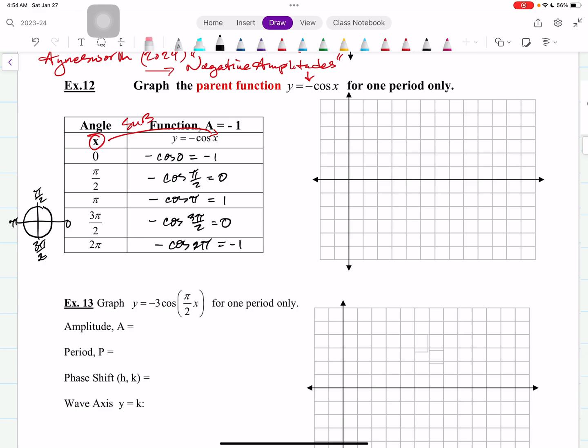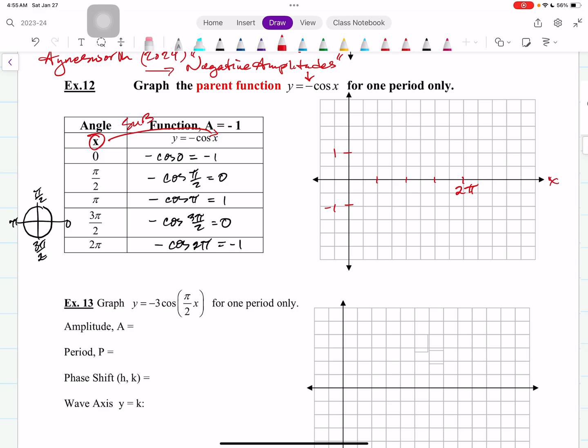So let's go ahead and scale the axes like we always do. We're going to go up 1, down 1. You can plot this wherever you want. Just make sure you go equal units above and below. The period is 2 pi, so go out either 4 or 8 units. I'm going to go out 8, just to stretch it out a little bit. It's easier to graph and see. So 2, 4, 6, 8. Label that 2 pi. That's your x-axis.